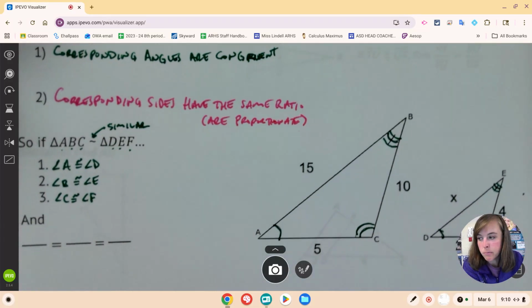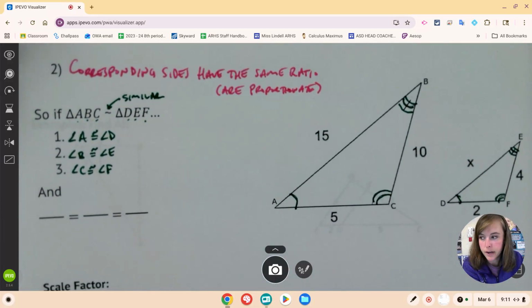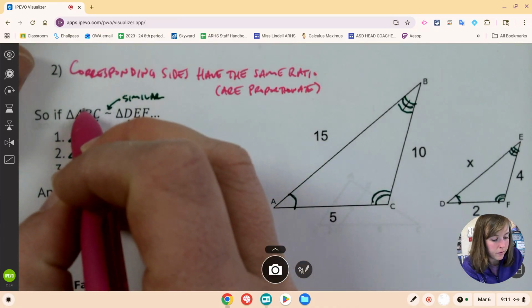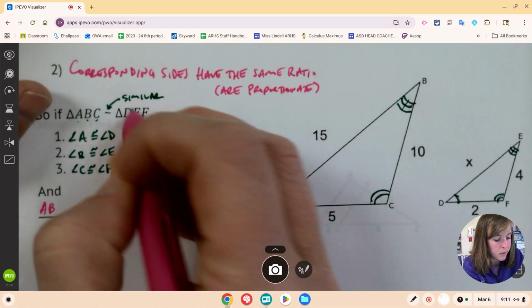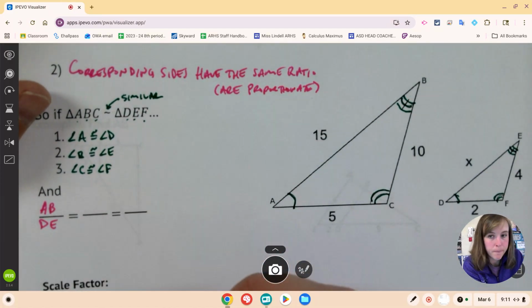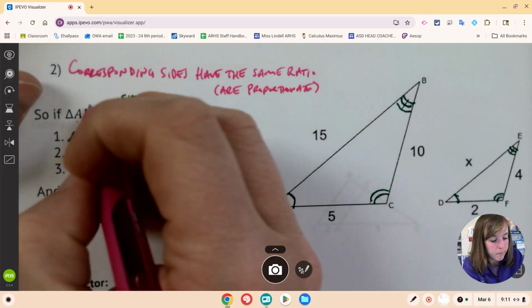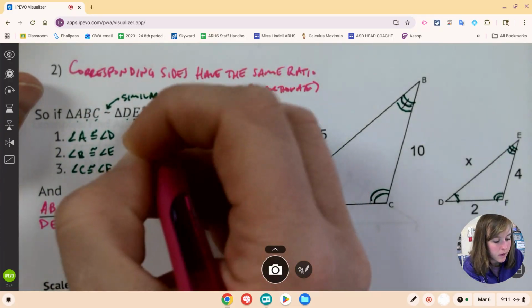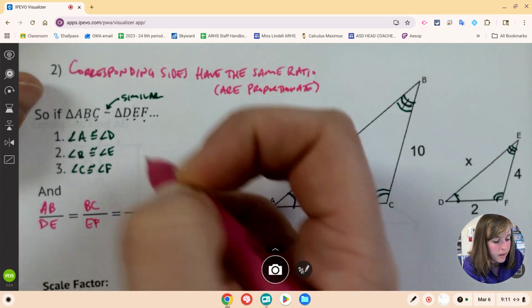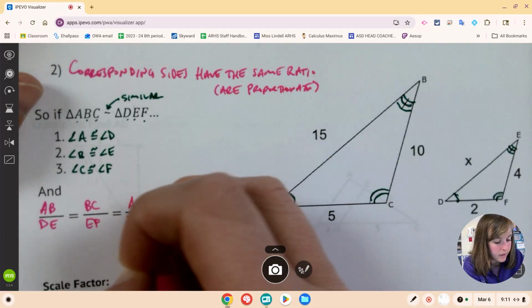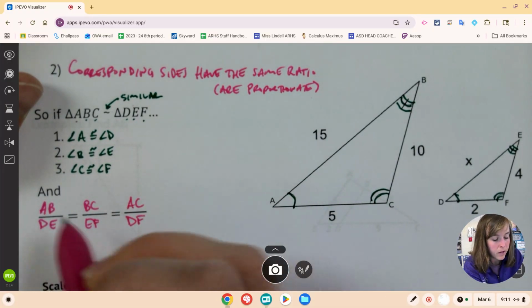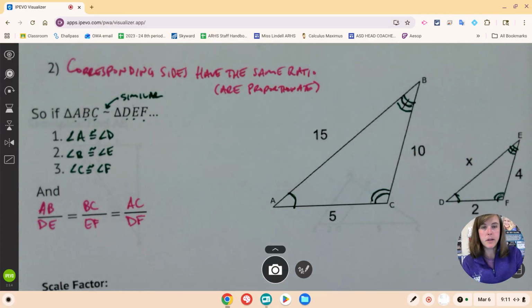Alright, and so what we mean by that is if I were to put the sides that go together in a ratio, it's going to be the same all the way across. So, we're going to start with the first two letters, AB, so we're going to put those on top, and AB goes with DE, so DE on the bottom. Then we're going to keep going here. We've got BC are the next two letters. BC is going to go with EF. And then lastly, AC, the first and last letter, DF, the first and last letter. Okay, so all three of these ratios are going to be equal.